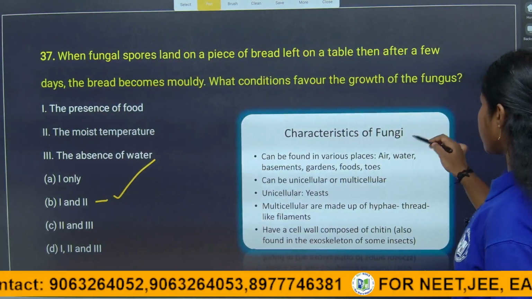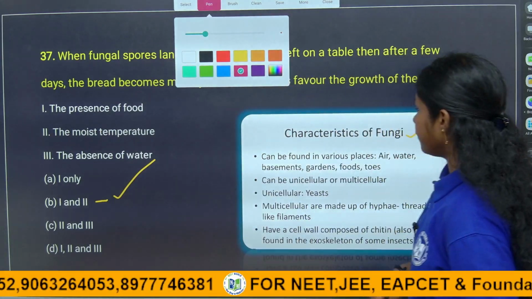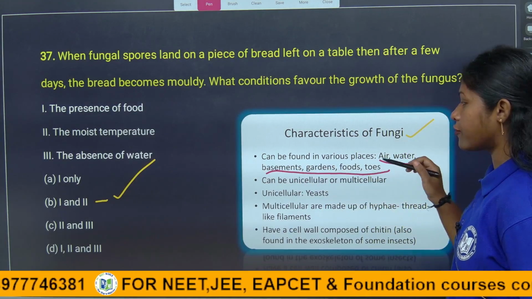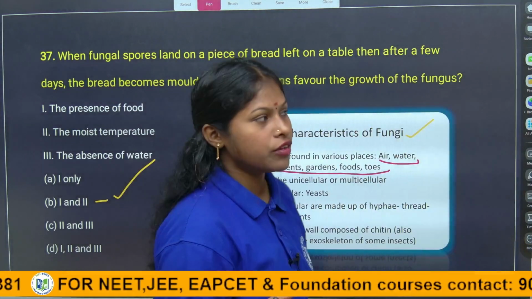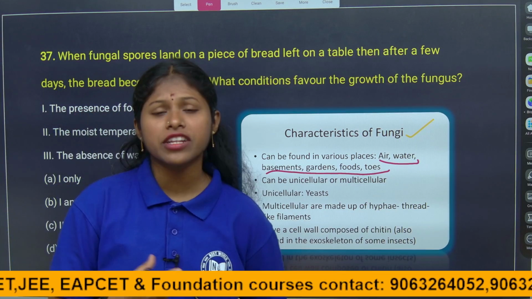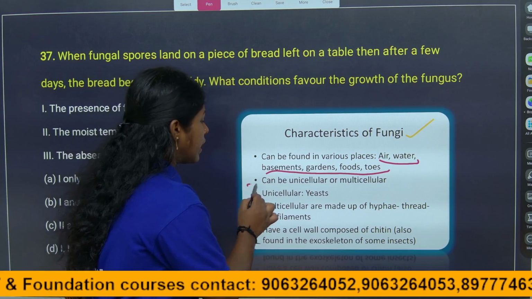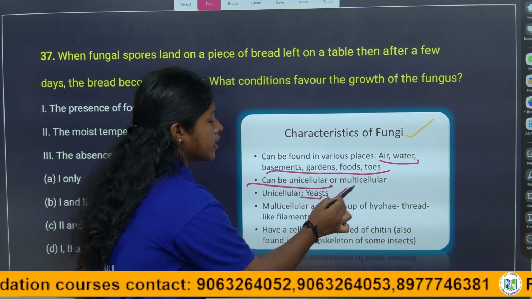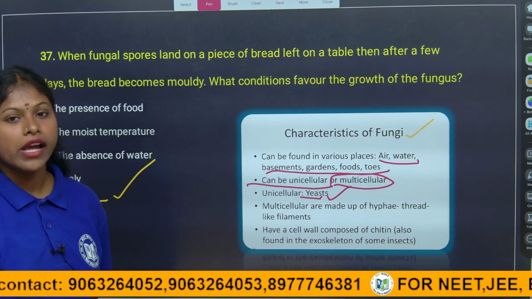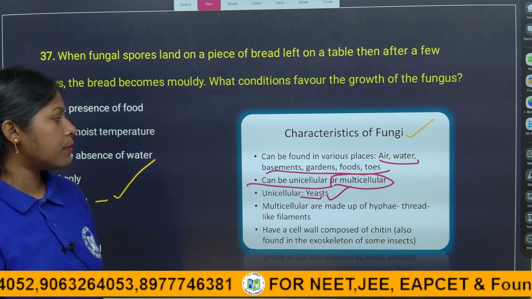So here the characteristics of fungi, let's see fastly. Can be found in various places: air, water, basements, gardens, foods and toes. Of course, in the rainy season, children, we can see some of the people who are maintaining poor hygienic conditions may suffer fungal infections also, right? So can be unicellular or multicellular. The example of the unicellular is yeast, and the multicellular example is rhizopus. Mushrooms are also a good example for the multicellular.